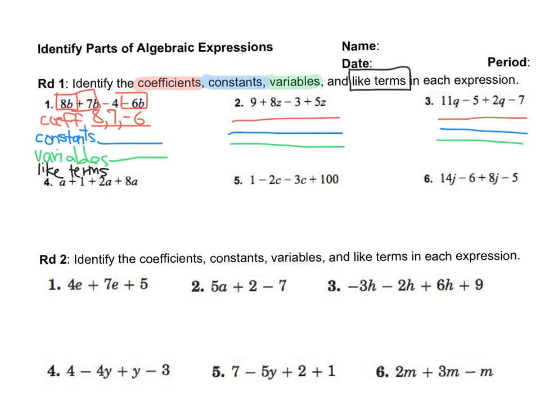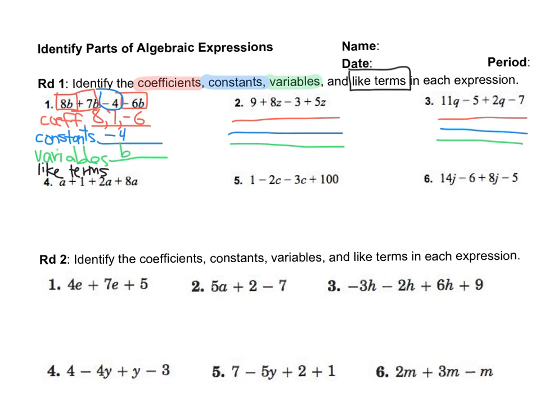A constant is just a number with no variable attached. It's just a number. And so our constant for problem number one is just negative 4. I'm going to put a circle around that. So negative 4 is the only constant. The variable is the letter, and it represents the unknown number. In this case, the letter that they're using is the letter B.